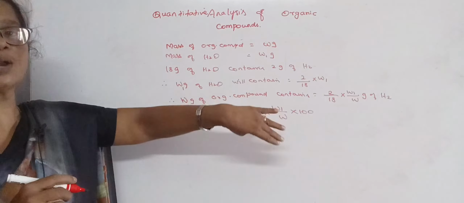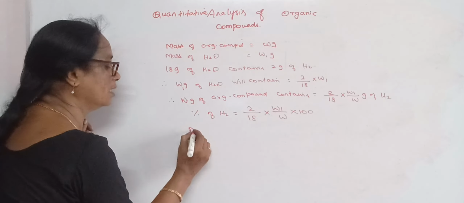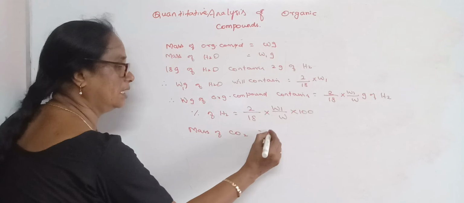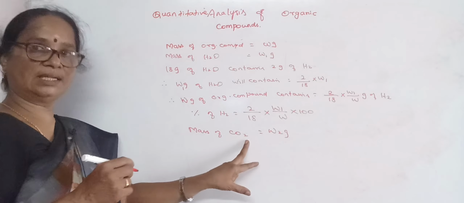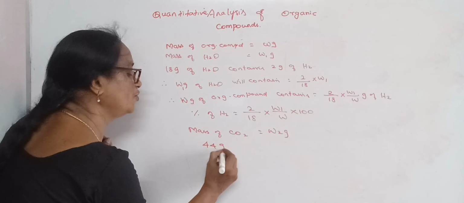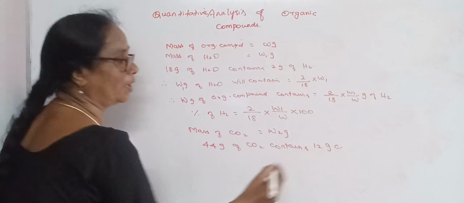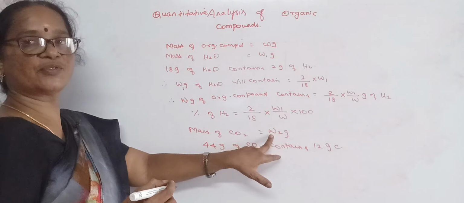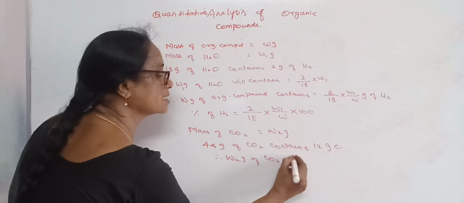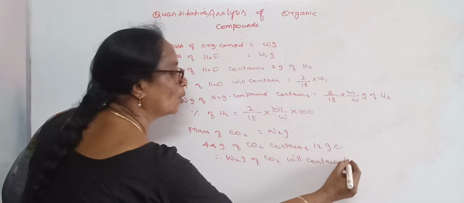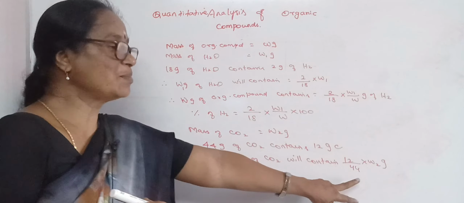In the same way for carbon, let the weight of carbon dioxide be W2 gram. And what about its molar mass? 12 plus 32, that is 44. So we can say 44 gram of carbon dioxide contains 12 gram of carbon. Therefore, W2 gram of carbon dioxide will contain 12 divided by 44 into W2 gram.